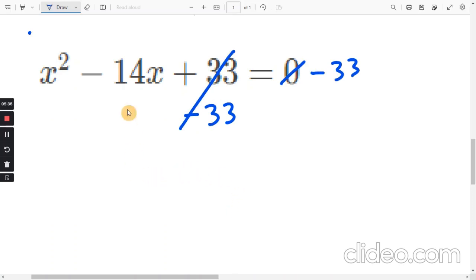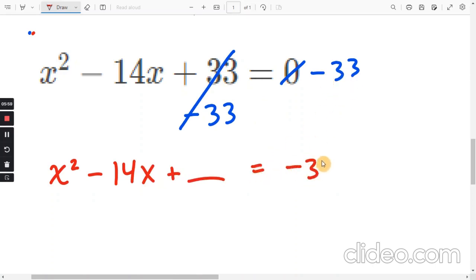Now we can rewrite. We have x squared minus 14x. And just like last time, we're going to leave a blank space, so plus a blank space. Now this is gone. We have equals, and it equals negative 33. And just like we did here, we're going to do plus a blank space. And now it's going to be basically the same as last time.